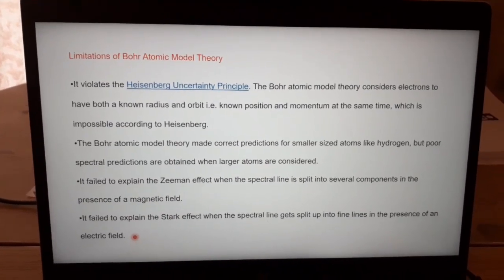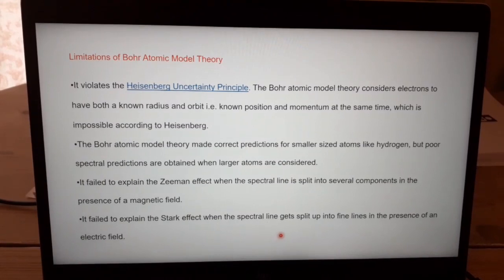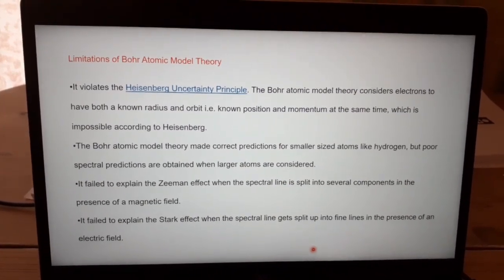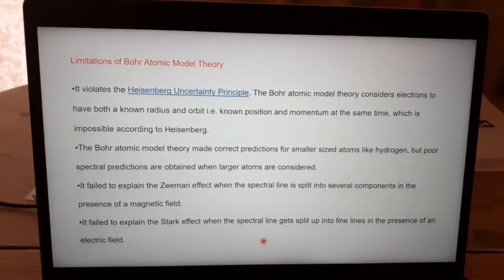It also failed to explain the Stark effect, when the spectral line gets split in the presence of an electric field. Right?